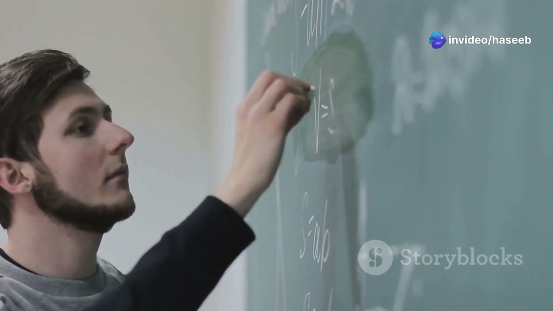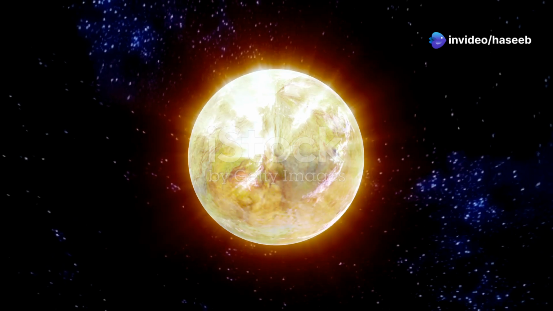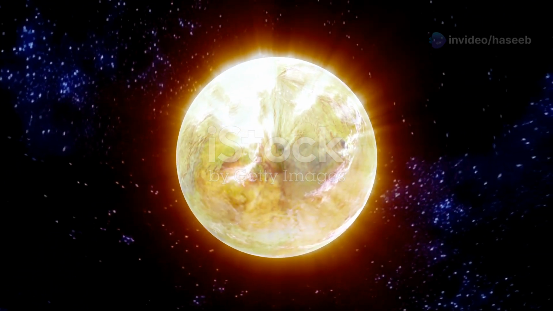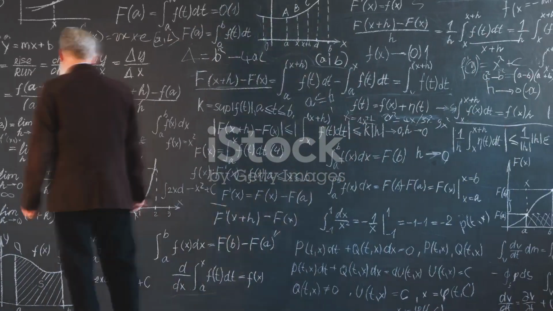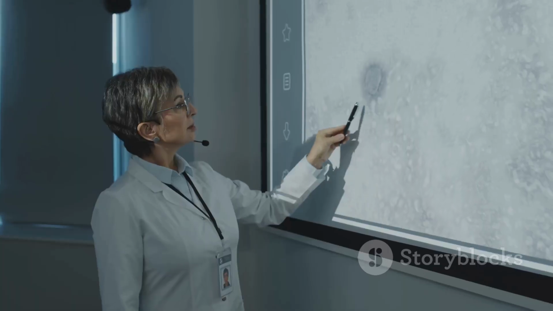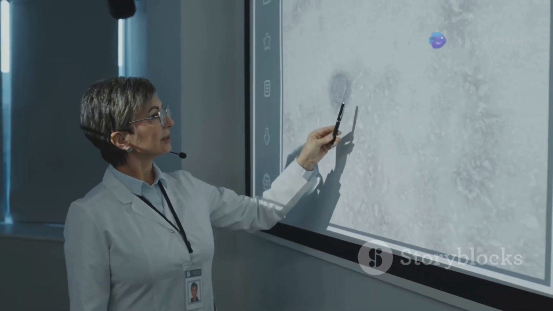Have you ever dealt with really big or really small numbers? Think about the distance to the sun or the size of an atom. These numbers are hard to write and even harder to calculate with. That's where scientific notation comes in handy.